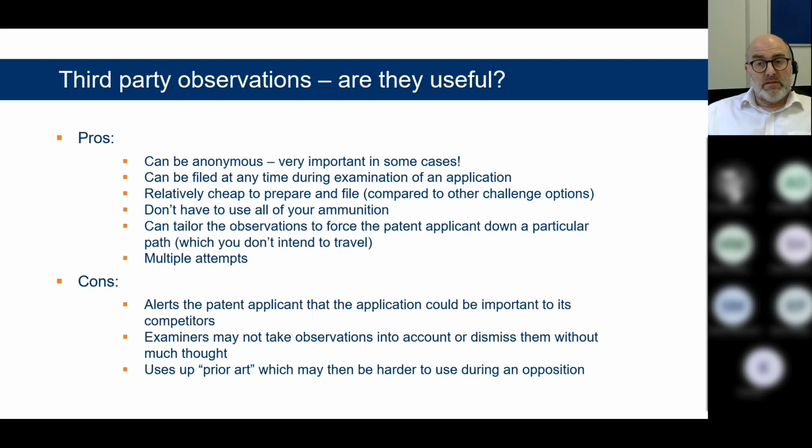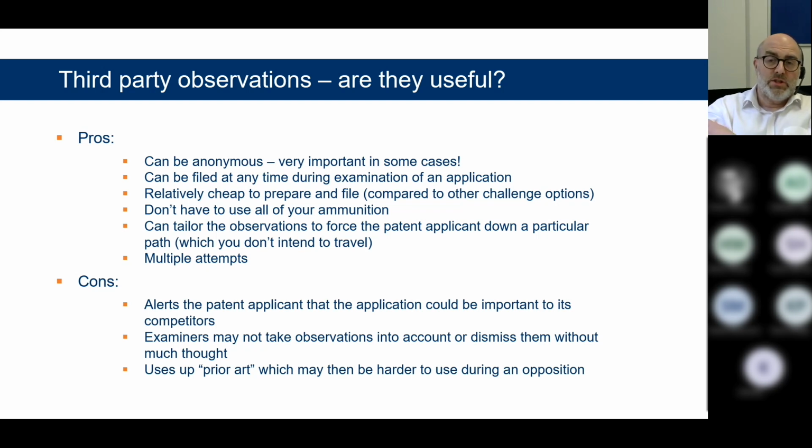Another option is you don't have to use all of your attacks. You can save some in case you need them during a subsequent opposition or revocation action, and you can tailor your observations to force the applicant to admit things they'd rather not admit. For example, amend the claim away from your products, and generally ensure the patent owner will then have a very hard time of trying to accuse you of infringement.